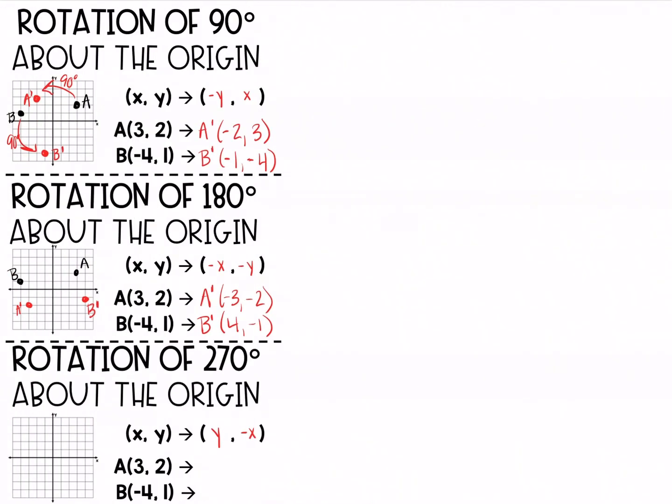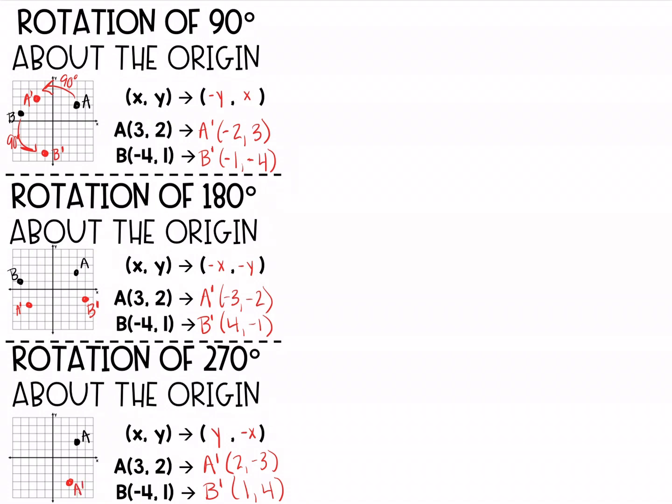So now the last one is a rotation of 270 degrees about the origin. So XY becomes positive Y, negative X. Okay, so A prime, if A is 3, 2, it would be 2, negative 3. And B prime would be 1, 4. Okay, so let's graph 3, 2, which is A. And so A prime is going to be 2, negative 3.